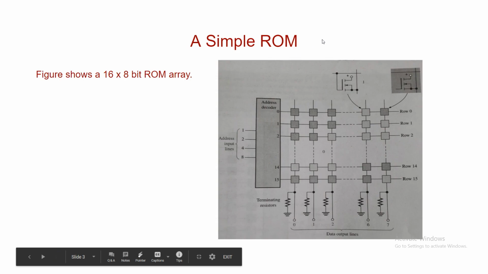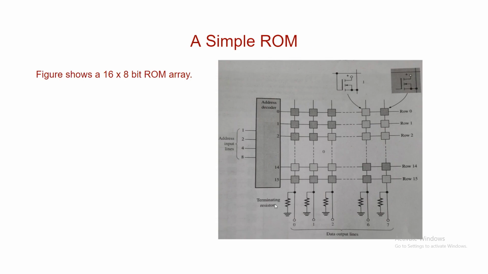A simple ROM array is shown in this figure. The figure shows a 16 by 8-bit ROM array. There are 16 rows, and each row has 8 bits. Therefore, the memory capacity is 16 by 8 bits, or 16 bytes.